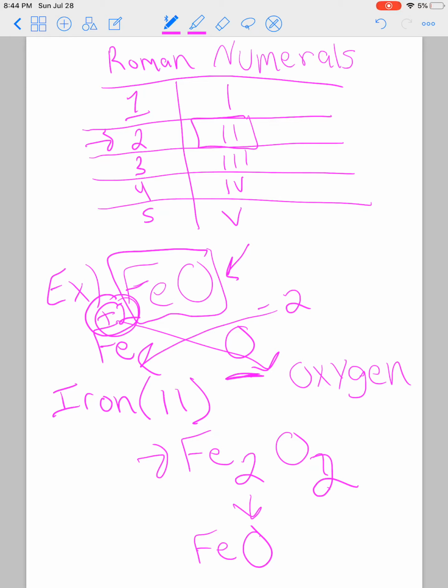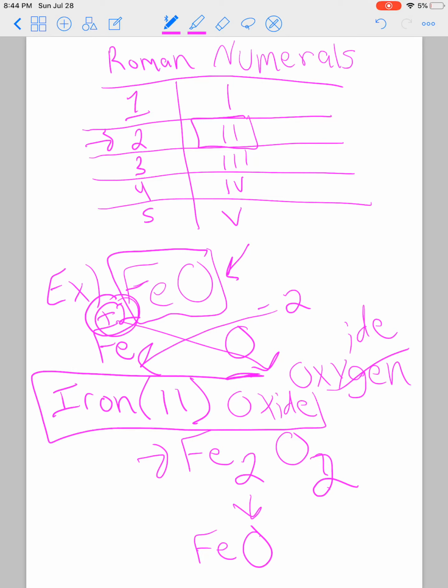And then I write the second element's name, which in this case is oxygen. But remember, its ending gets changed to IDE. So it's not iron 2 oxygen, it's iron 2 oxide. And that will be my final answer. So use this process to help you answer question number 3.